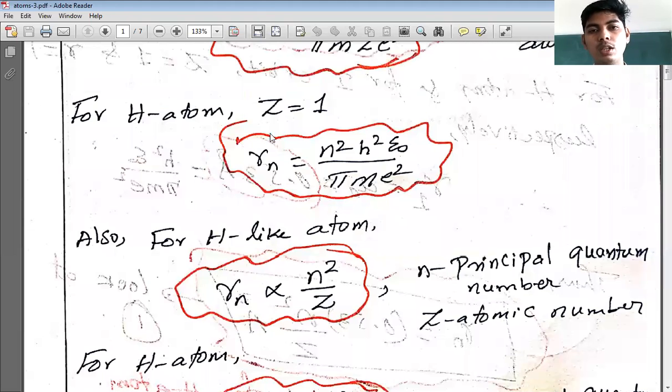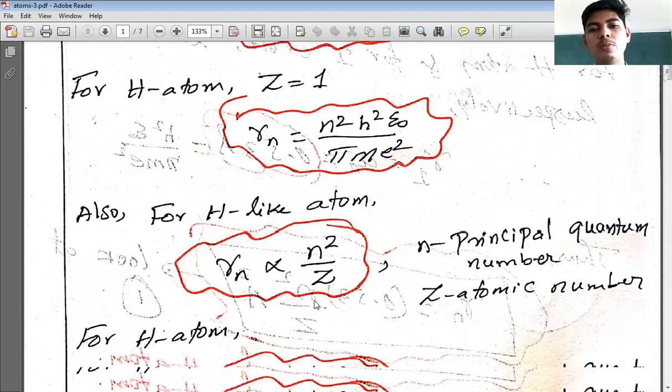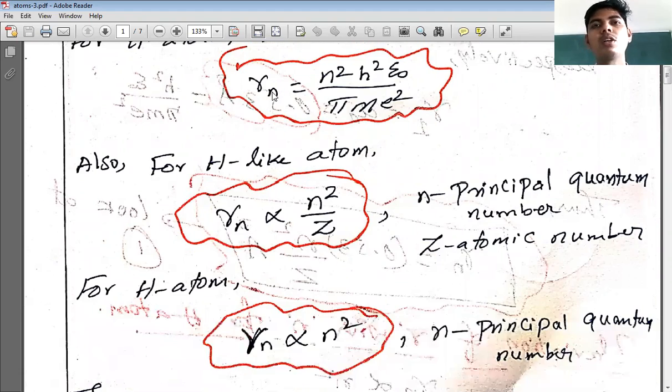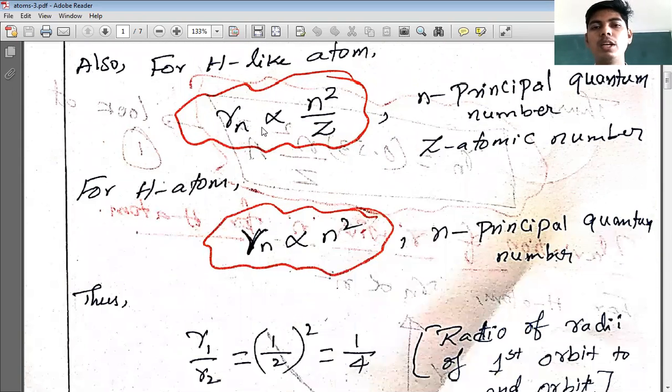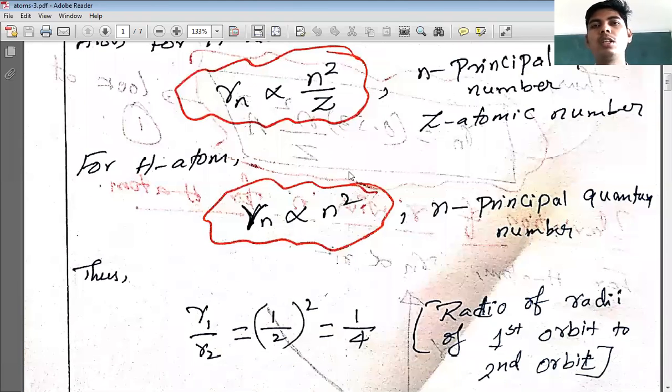Whereas for a hydrogen atom, if you look at the radius equation specifically, it is n square h square epsilon naught divided by pi m e square. h is constant, epsilon naught is constant, pi, m and e are constant. So if you remove these constants, they are replaced by proportionality. So the radius of the electron in the nth orbit of a hydrogen atom will be directly proportional to the square of the principal quantum number, right? So for a hydrogen-like atom, the radius will be proportional to n square by Z, and for a hydrogen atom, the radius of the electron in the nth orbit will be proportional to the square of the principal quantum number, that is n square.